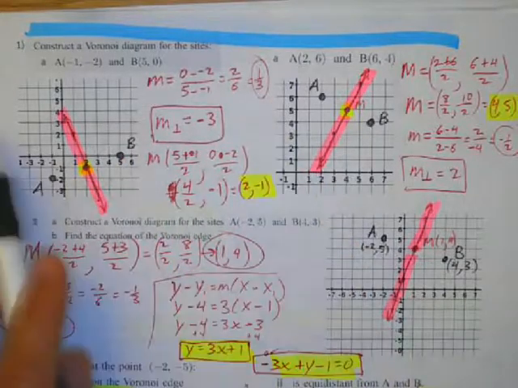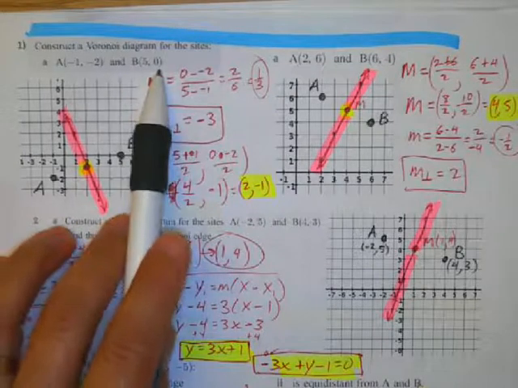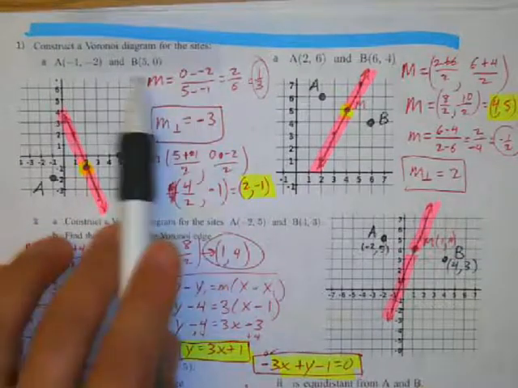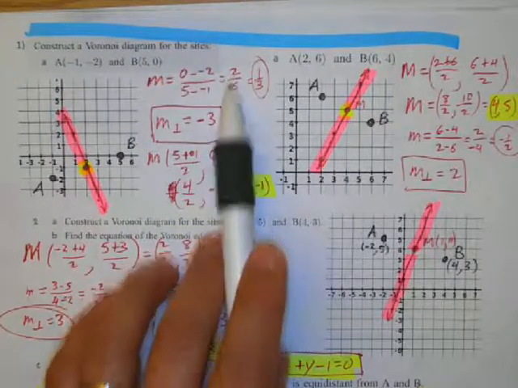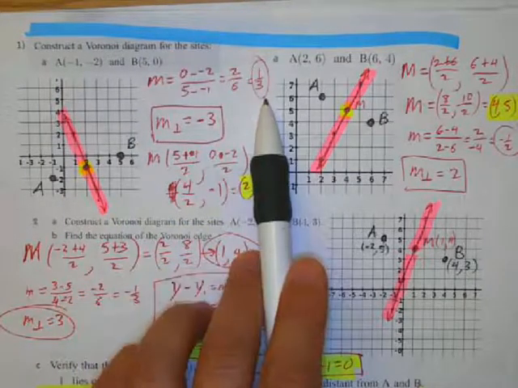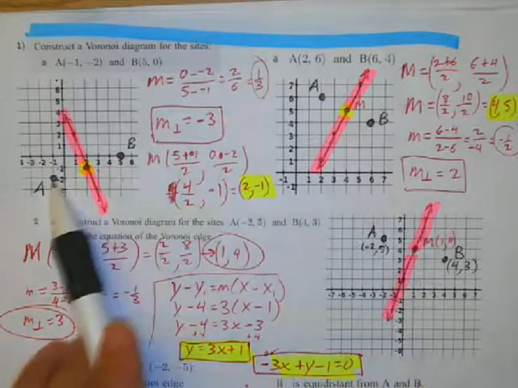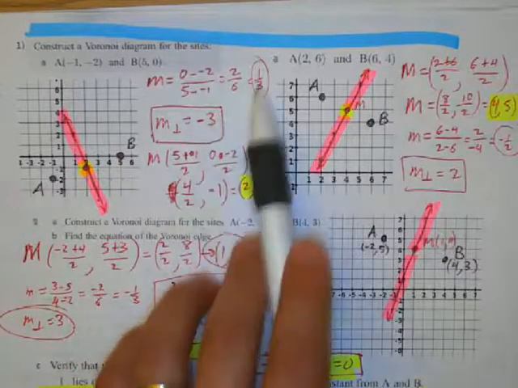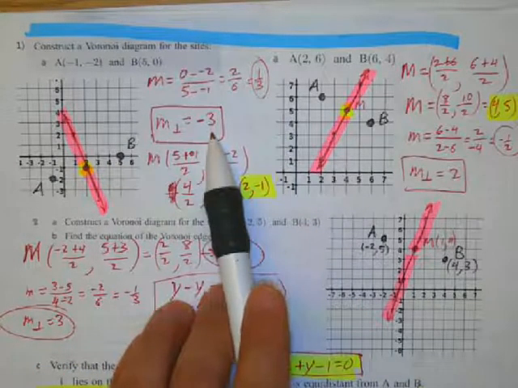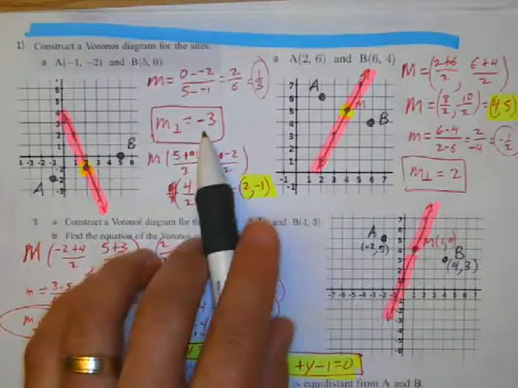I could also use my slope formula, which is 0 minus -2 divided by 5 minus -1. So I end up with 2 over 6. Once again, my slope is 1/3. So if the slope between here and here is 1/3, my perpendicular slope is going to be the reciprocal of this and the opposite sign. So the slope of this pink line is going to be -3.